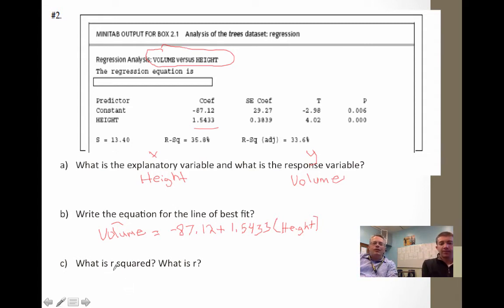So where is it here? Did they give it? Oh yeah, they did. RSQ, right there. So not as big of a correlation on this one. r squared is 35.8%, so 0.358. And are we going to want the positive or negative square root? We're going to want the positive because we have a positive slope. So the pattern's going up, r should be positive. So we get 0.598.